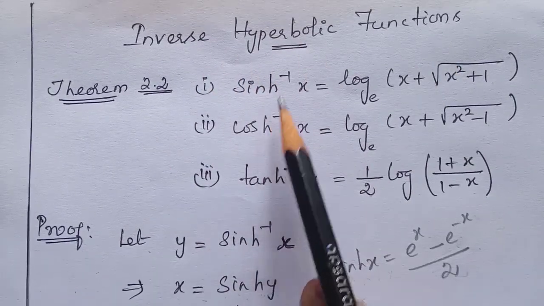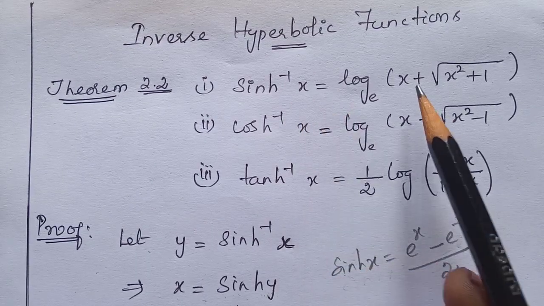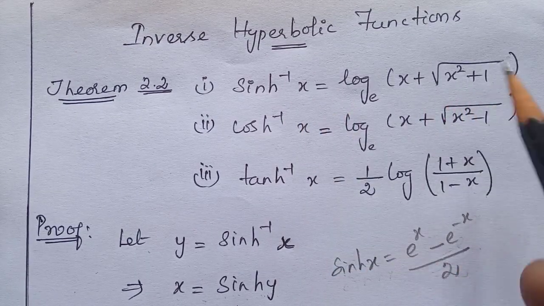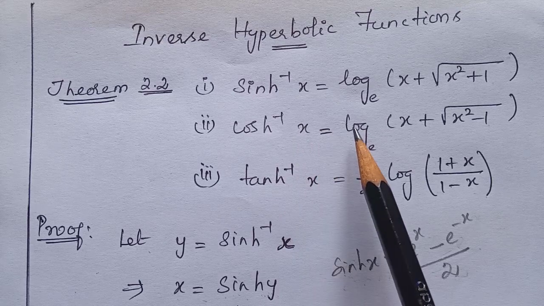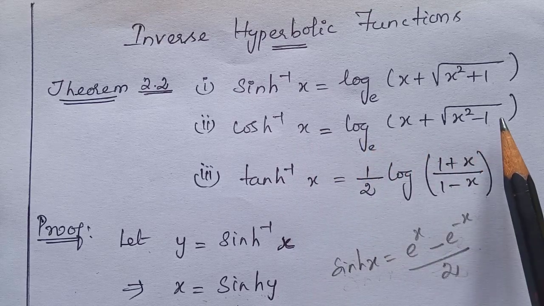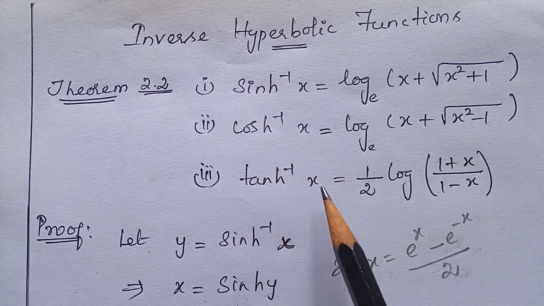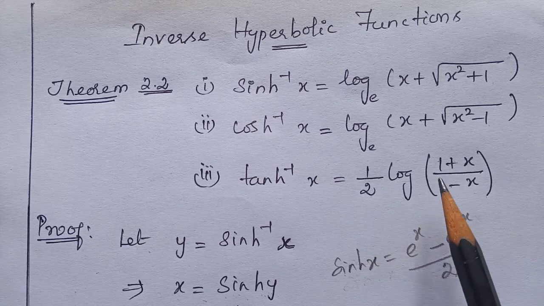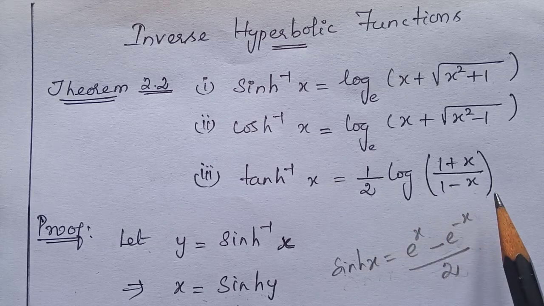Theorem: sinh inverse of x equals log of x plus root of x square plus 1, cosh inverse of x equals log of x plus root of x square minus 1, and tanh inverse of x equals 1 divided by 2 log of (1 plus x) divided by (1 minus x).